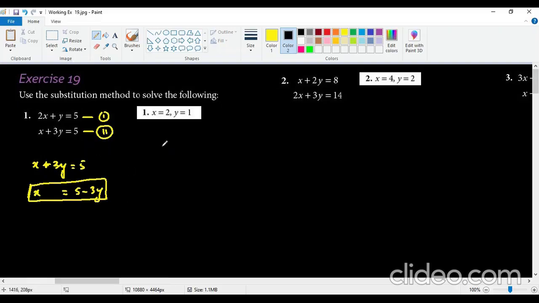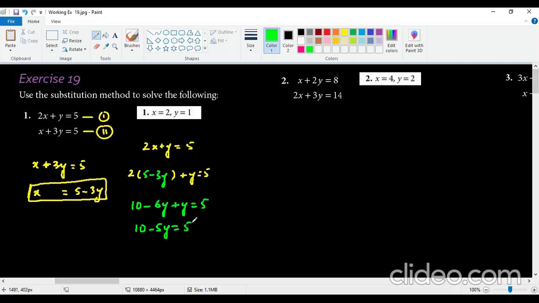Now taking equation 1, I will write it like this: 2x plus y equals 5. Instead of x, I will write the value of x, which is 5 minus 3y. So this gives us 10 minus 2 times 3, which is 6y, plus y equals 5. That means 10 minus 5y equals 5.